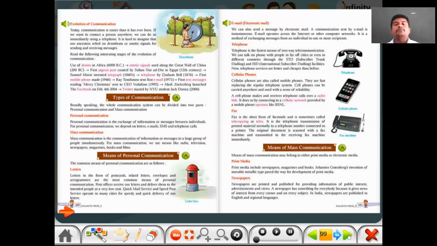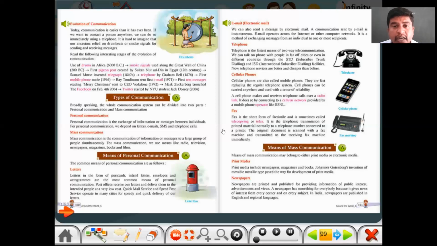For mass communication we use means like radio, television, newspapers, magazines, books, and films. In a film theater, thousands of people sit together and watch the movie, and the message reaches them simultaneously. Books are also mass communication. Anybody can purchase books and read. And newspapers, my God, district wise, taluk wise, division wise, they reach a plenty of people simultaneously. These are all the best examples of mass communication.